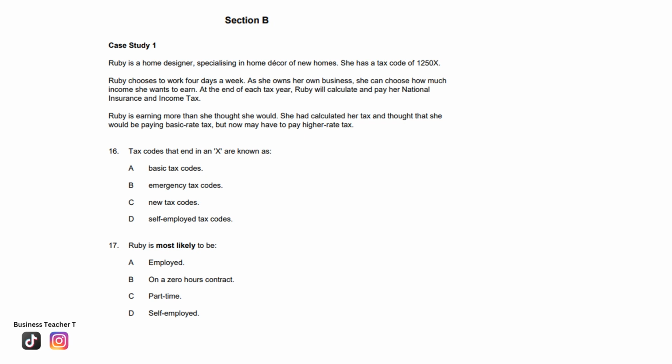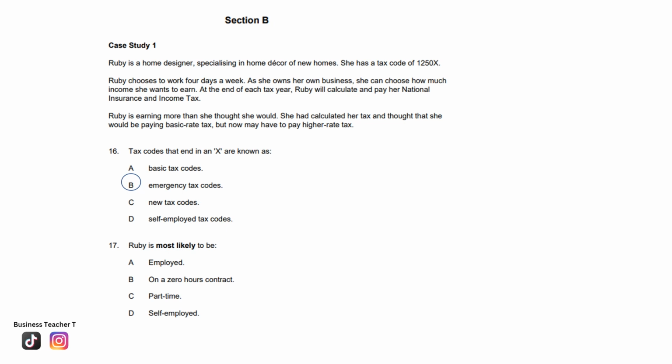Tax codes that end in an X are known as A. Basic tax codes, B. Emergency tax codes, C. New tax codes, or D. Self-employed tax codes. And the answer is B. Emergency tax codes. Question 17. Ruby is most likely to be A. Employed, B. On a 0 hours contract, C. Part-time, or D. Self-employed.